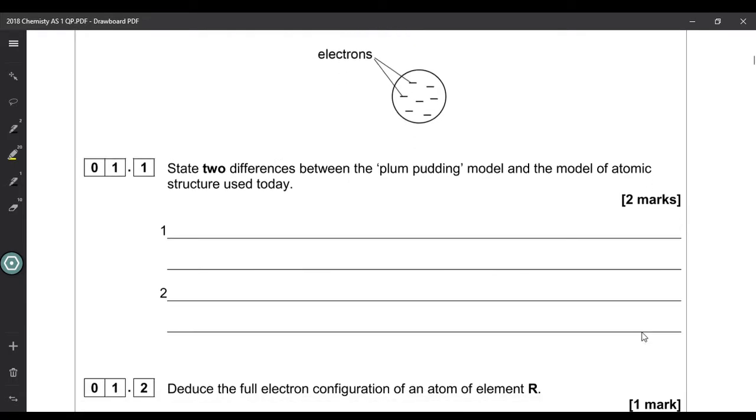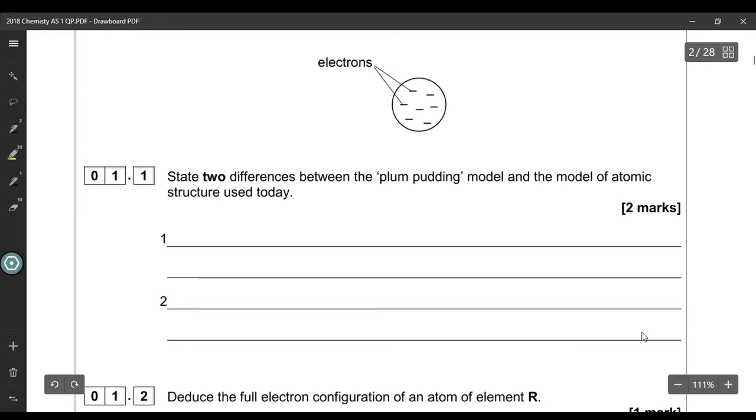So with the plum pudding model, this takes into no account of the protons or the neutrons, so that can be our first part of the answer. The nucleus we look at now contains protons and neutrons, so the nucleus contains protons plus neutrons.